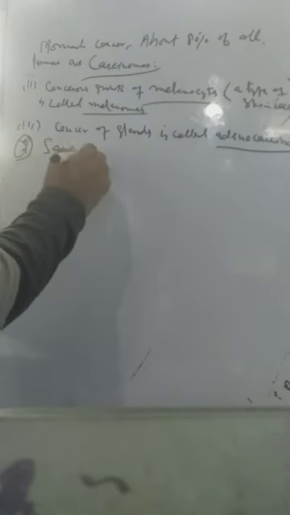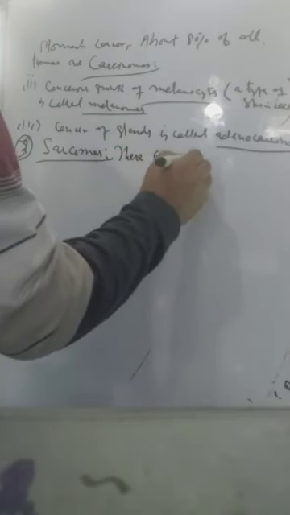Now the second type is sarcomas, S-A-R-C-O-M-A-S. This is the second type of cancer. These cancers are derived from mesoderm.